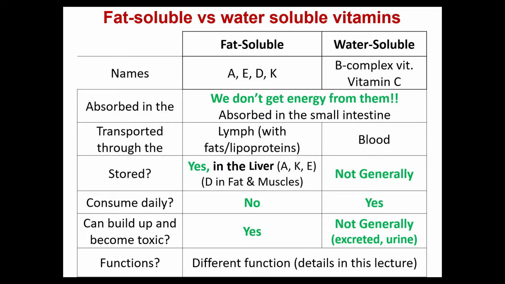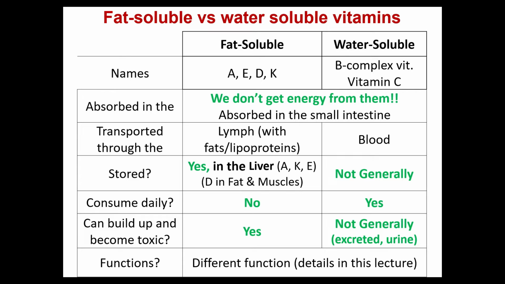And I want to highlight the fact that we don't get energy from vitamins. So we don't break down chemical bonds in vitamins. We absorb them the way they are in food. Fat-soluble vitamins, once absorbed, are transported through the lymph with the help of lipoproteins, whereas water-soluble vitamins are transported through the blood. Fat-soluble vitamins are stored, and in contrast, water-soluble vitamins are generally not stored.